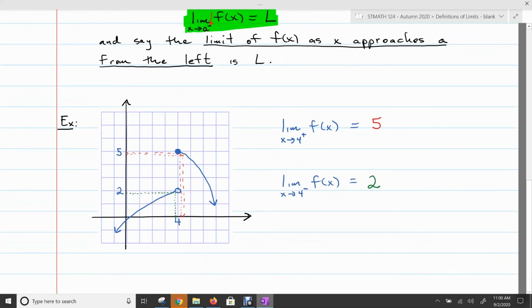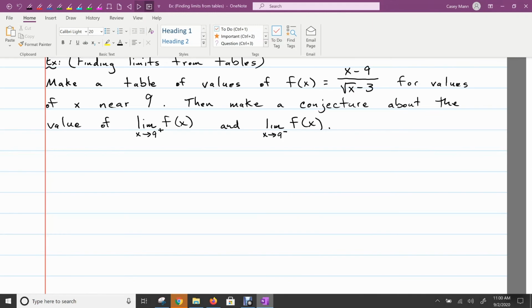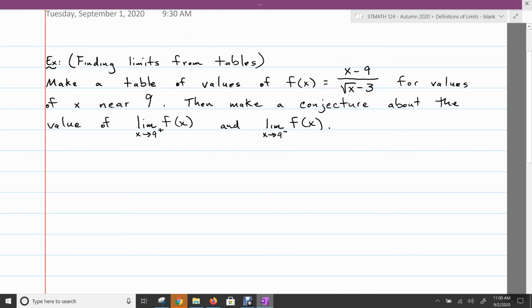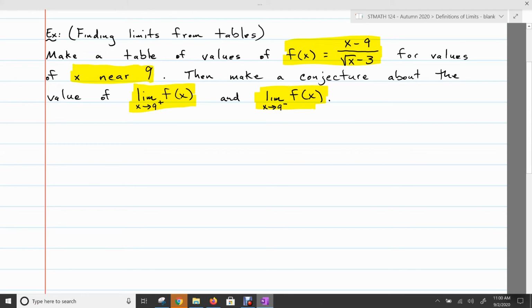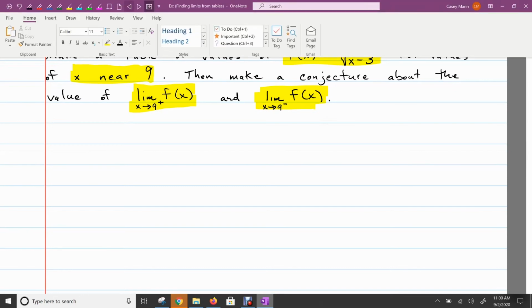Okay, so there's the graphical idea of a one-sided limit. Let's look at a more numerical form of it. So here I've got a function, f of x equals x minus 9 over square root of x minus 3. And I'd like to make a table of values for that function whenever x is getting close to 9. And then I want to make a conjecture about what the values of these two one-sided limits are, the right-sided limit and the left-sided limit here at x equals 9. Well, hold on a second. This is the same function we looked at just a minute ago, and we already made that table. Let me just go over there and grab it.